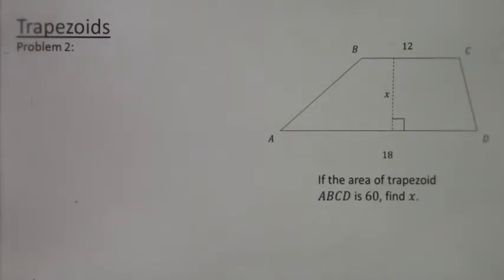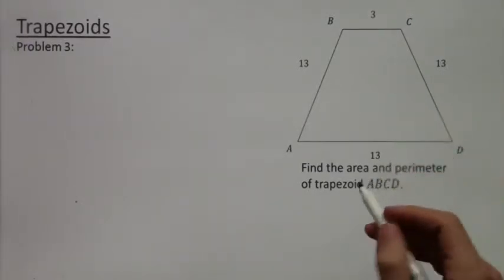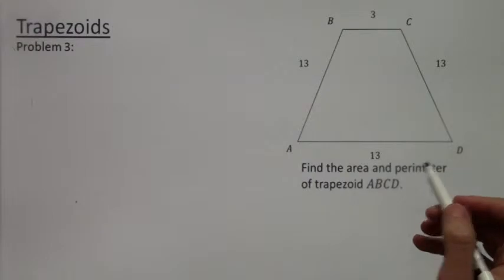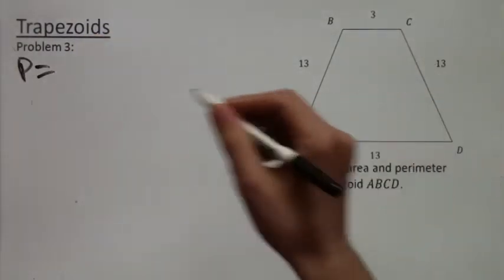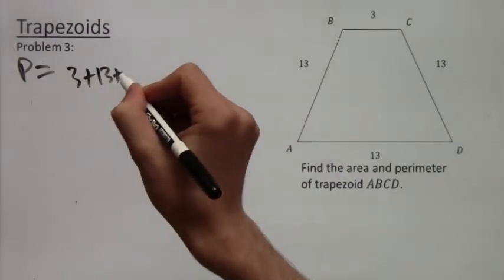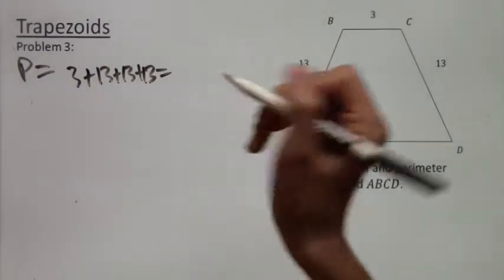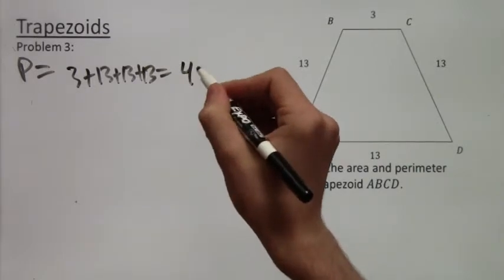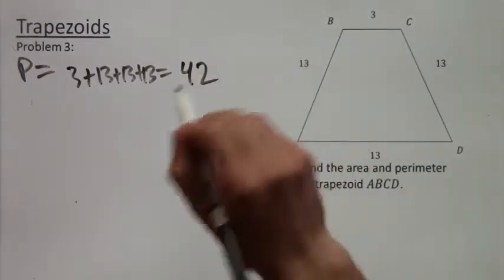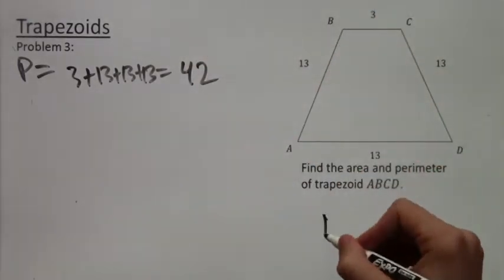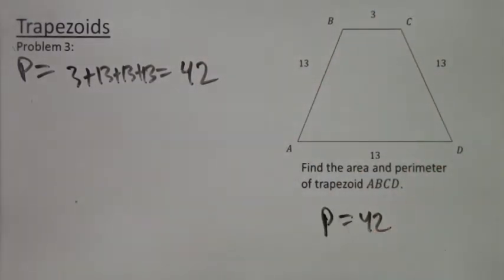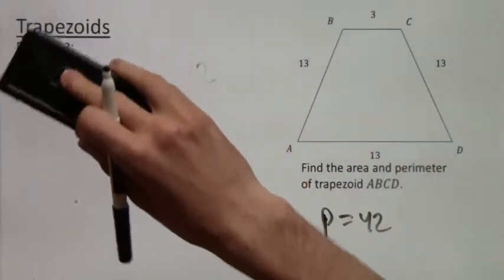And moving on to the last example. Now we want to find the area and perimeter of trapezoid ABCD. And we know that its side lengths are 3, 13, 13, and 13. So the perimeter, once again, is just adding these up. 3 plus 13 plus 13 plus 13. And that's equal to 42. You can calculate that with a calculator or just in your head, it doesn't matter. So perimeter is 42. So now we got to work out the area.